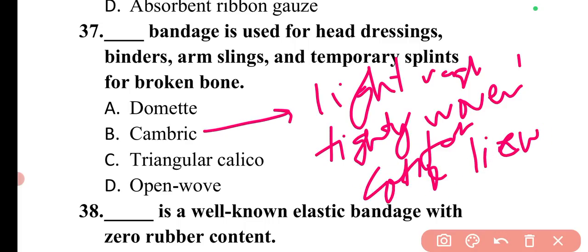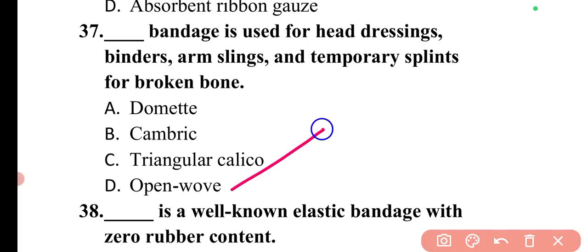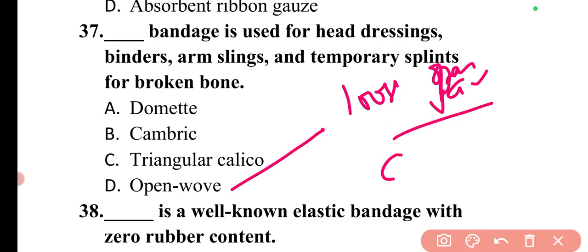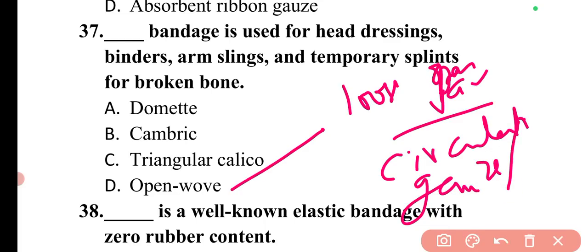And also it has smooth surfaces and it is sometimes used for dressings or as a cover for wound care. So this is the use of cambric. Then if I talk about the open weave, open weave refers to those materials which have a loose or open weave that allows circulation. Basically, they have the open weave so that there will be proper circulation of air. These types of bandages are often made from gauze or other breathable fabrics.